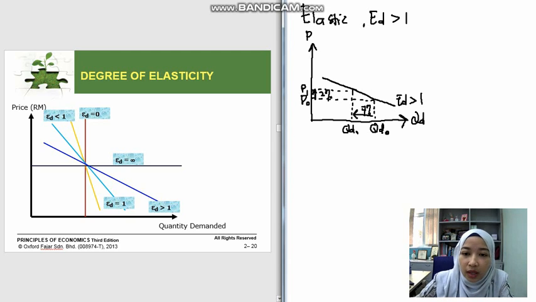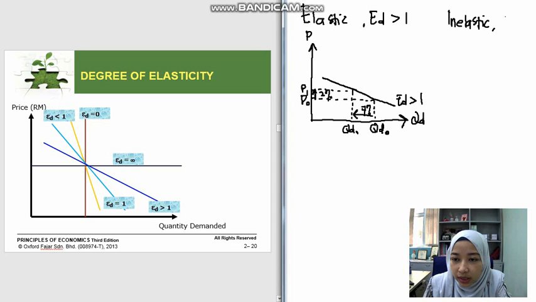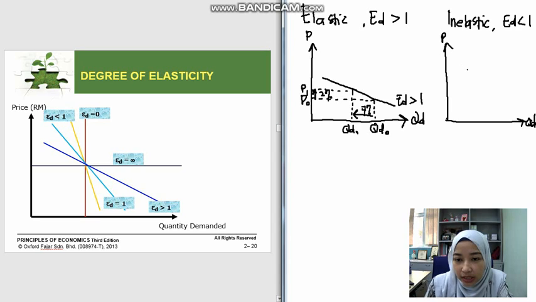Alright, and then now let's look at if the demand is inelastic. If the demand is inelastic, when you calculate, you will get your answer less than 1. So how do you show an inelastic curve on a graph? You draw the same graph, quantity demanded, and then you have price on the y-axis. So for inelastic curve, it will be a little bit steep as compared to elastic. Okay, kalau elastic tadi dia lepis sikit, inelastic ni dia curam sikit.